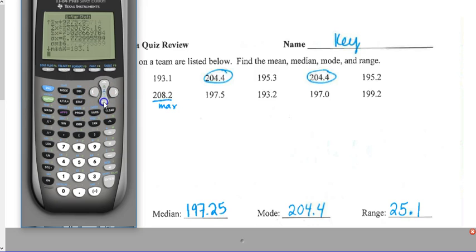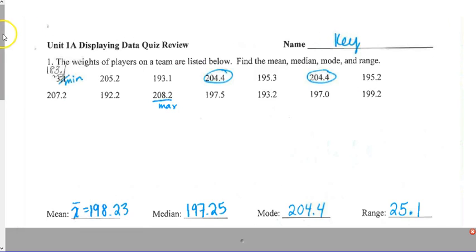My median, I come down here to median, right there. My mode I can't find on the calculator, and my range is just the maximum minus the minimum. That's it. So that makes your life a lot easier if you use that.